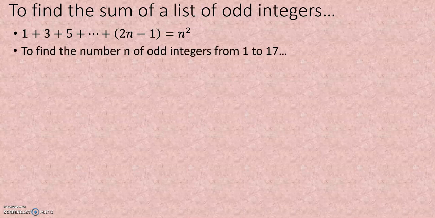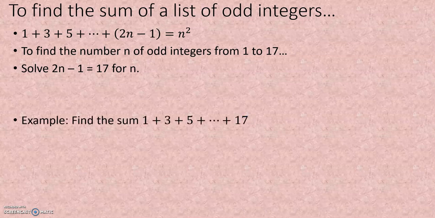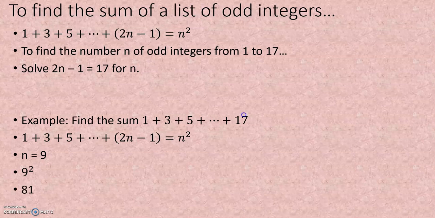To find the number of odd integers from 1 to 17, we need to know how many odd integers there are from 1 to 17. So we're going to solve the equation 2n minus 1 equals 17. Solving that equation, 2n equals 18, n equals 9. So find the sum 1 plus 3 plus 5 all the way up to 17. Using that equation, find the number of odd integers and square it. There are 9 odd integers from 1 to 17. So n equals 9. 9 squared equals 81.